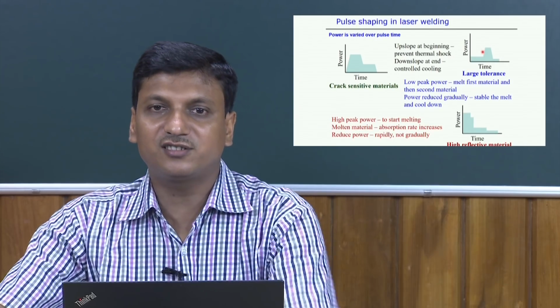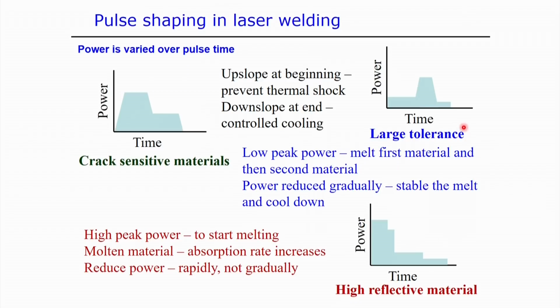If we see the large tolerance, the gap between the two joint materials, there is an existence of a large tolerance. In that case, initially low peak power is followed in the shape of the pulse, that actually helps to melt the first material and then the second material. Then the amount of pulse energy is increased over a certain period, and finally a very low amount of pulse energy is used. That actually stabilizes the melt pool and cools down the molten material. So, this typical shape of the pulse is useful when there exists some large tolerance between the two workpieces.